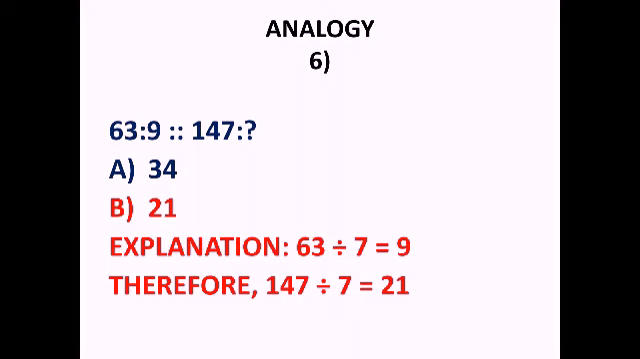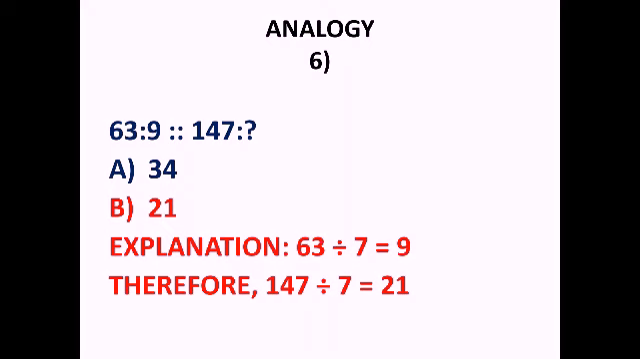Okay, so explanation of the sixth question. Look here. 63 is to 9. So what will 147 be to? "Is to" here means the relationship between 63 and 9. So look here, how are 63 and 9 related? 7 9s are 63. So when you divide 63 by 7, you get 9 as an answer.